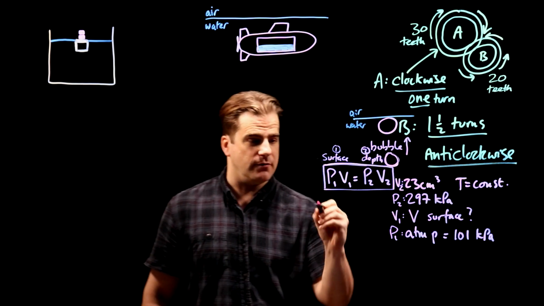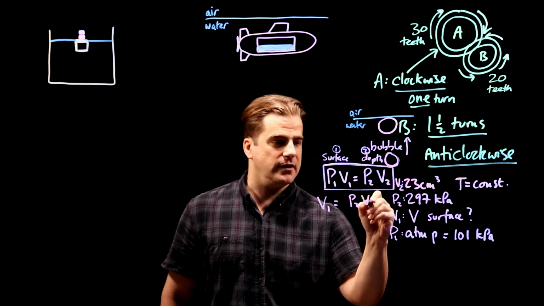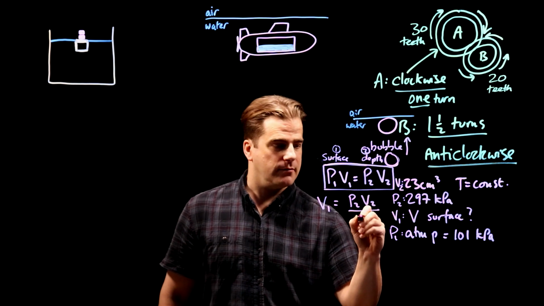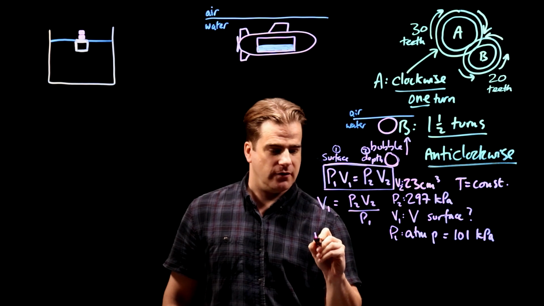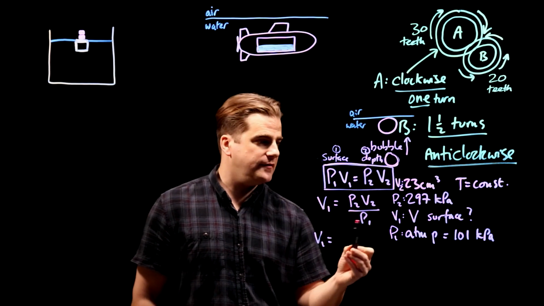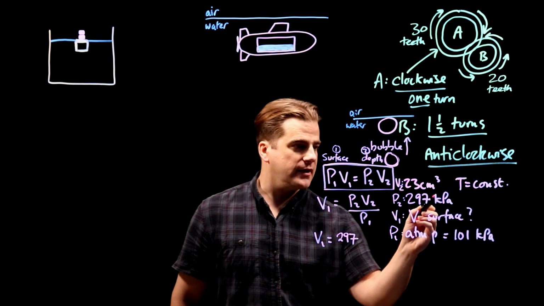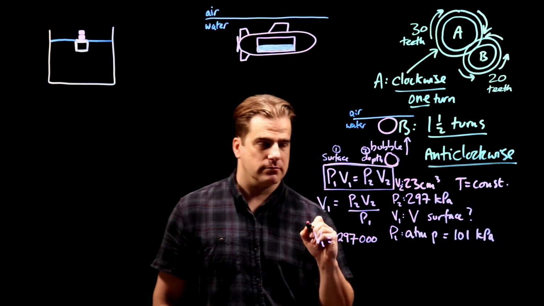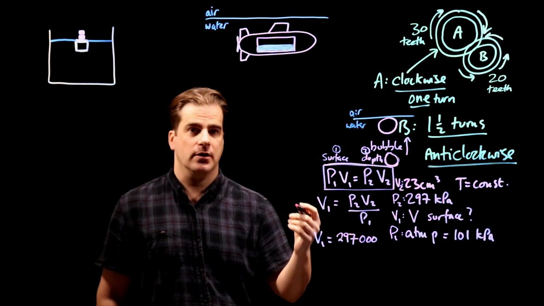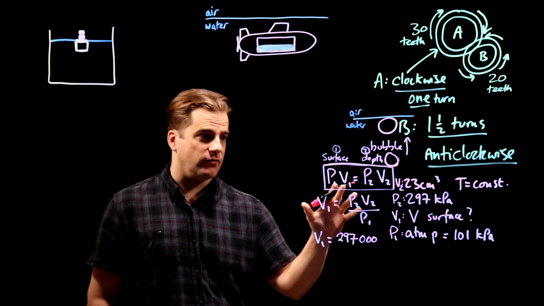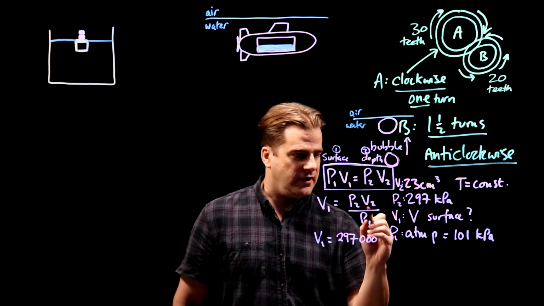So we rearrange this for V1. That's easy. V1 is P2 V2 over P1. And now we just stick in the numbers. So that's equal to P2, 297 kilopascals. 1 pascal is equal to 1 Newton per meter squared. That's the correct unit you should work in. Times V2.